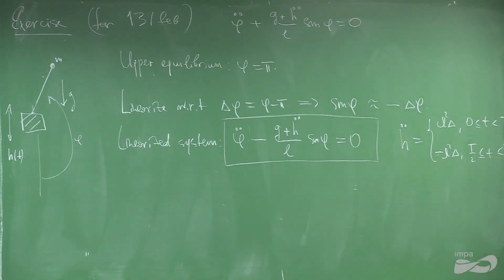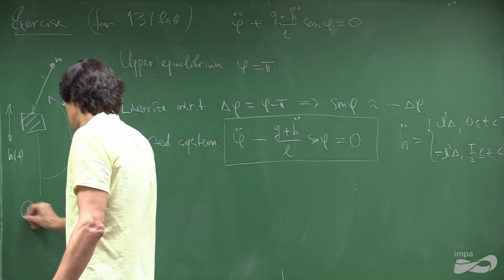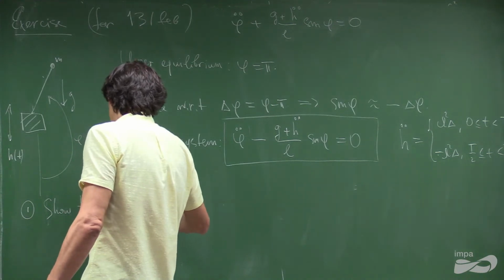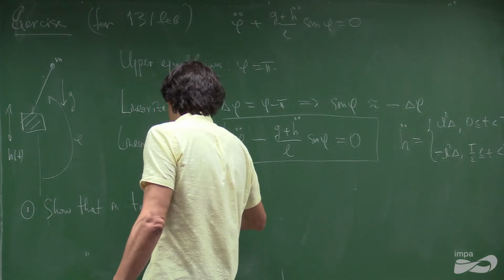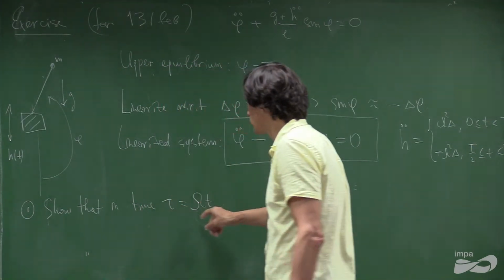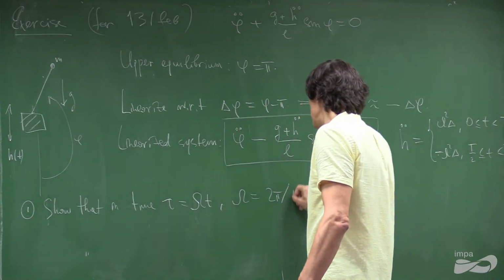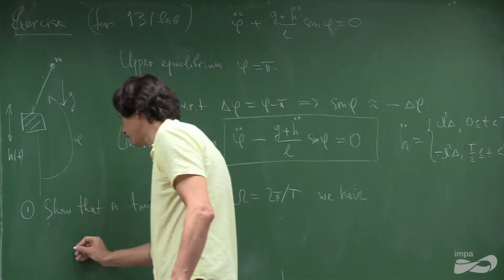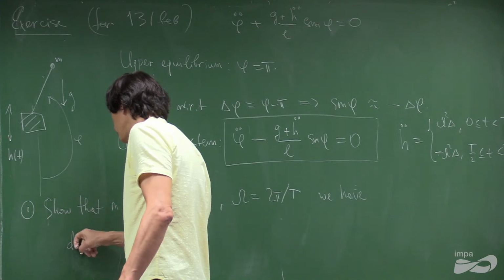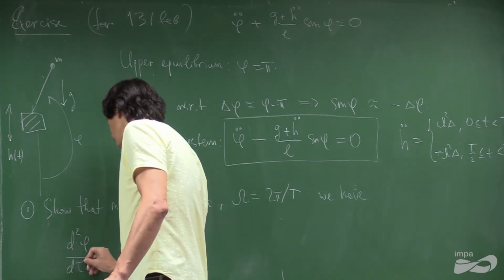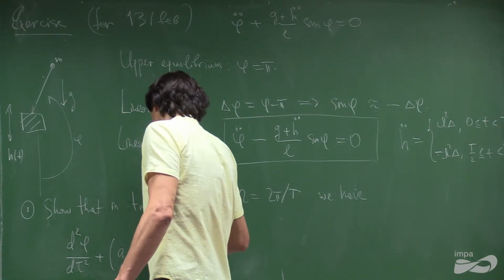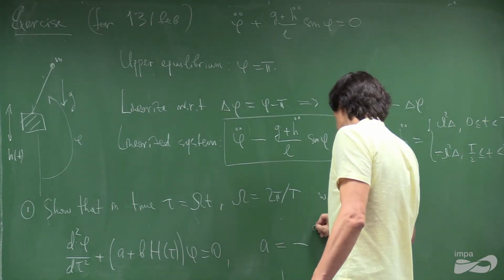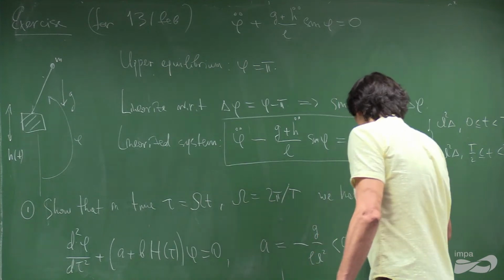The same perturbation is in Meissner. So the first problem is to show that in coordinates in the new time, where omega, remember, is 2 pi over T, we have the Meissner equation. We get the Meissner equation, but with a difference. A now is minus g over L omega squared, negative, and B is the same.